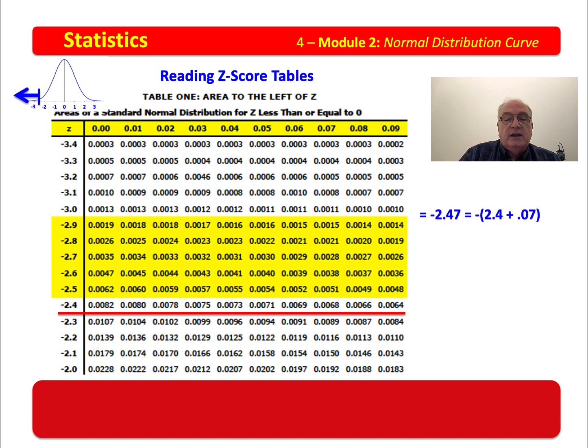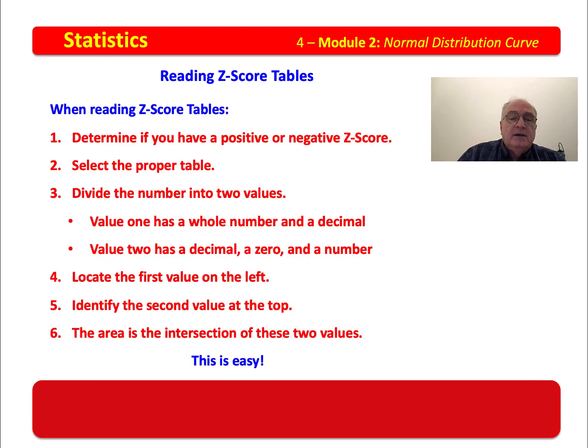I want you to look at that again. We divided it into negative 2.4, and then we had 0.07. And there at the intersection of them, we found the area. So the steps are really very, very easy to use. This is an easy process, one that you just pick up steam on.